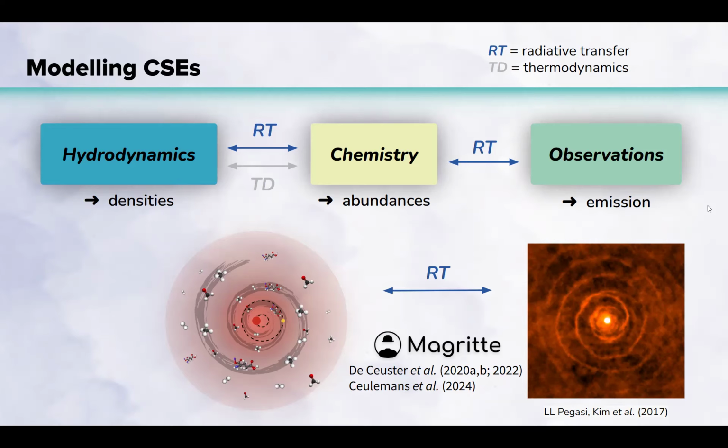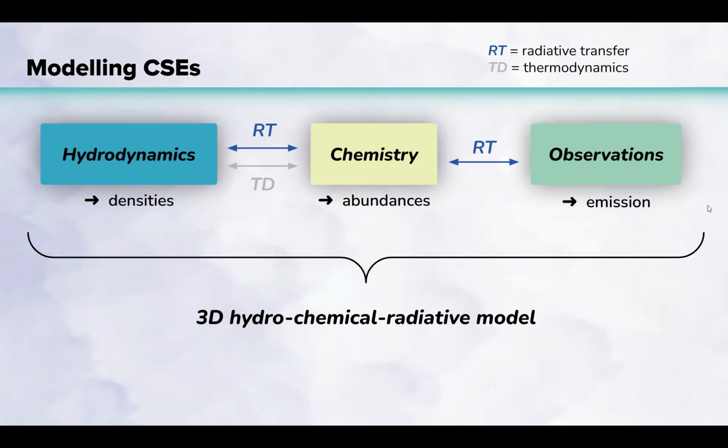And of course, we want to combine these into one big 3D model, including hydrochemistry and radiative transfer. But of course, it's a big work in progress. We're not there yet. We have the different ingredients. Now we want to combine them all. And this is a little bit what I'll be talking about further.